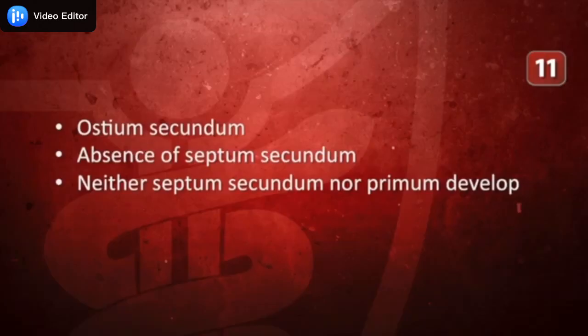Next, what are the three possible causes of an atrial septal defect? So we have an ostium secundum, so this gets too big and overlaps the foraminal valley. You have absence of the septum secundum, and then neither the septum secundum nor the septum primum develop.